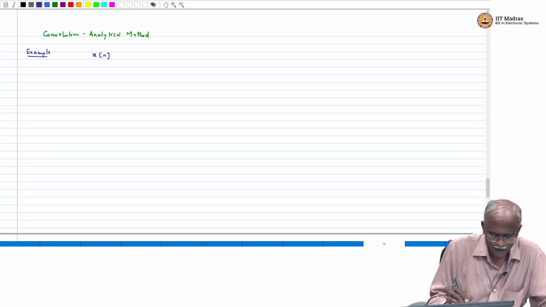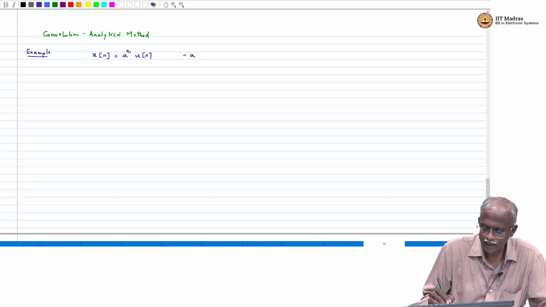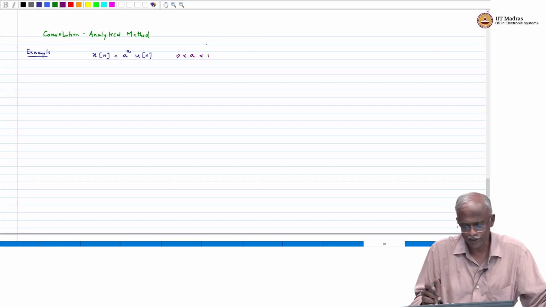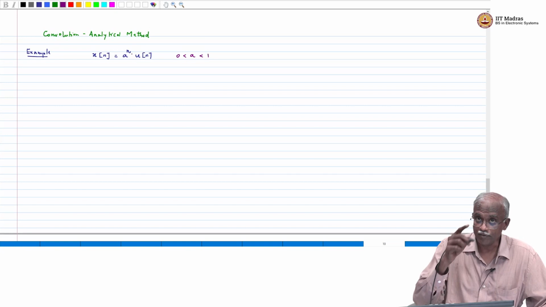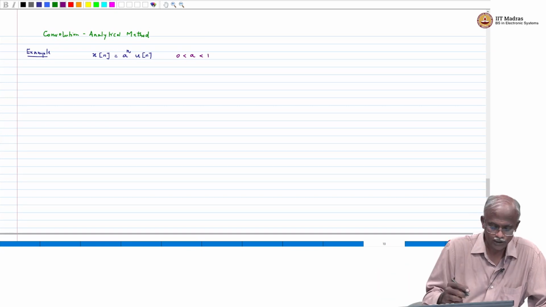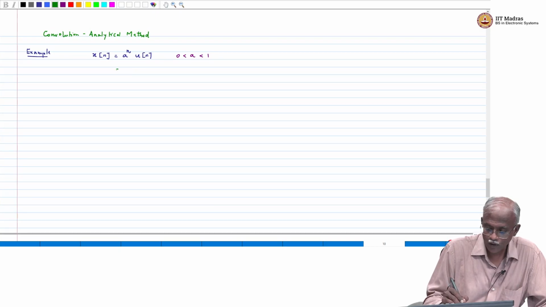x of n is equal to a to the power n u of n. We are given that a is a real number which lies between 0 and 1. So therefore, this is a decaying exponential. It's an infinitely long sequence, a causal sequence. We are told, like in the previous case, that x of n is also equal to h of n.